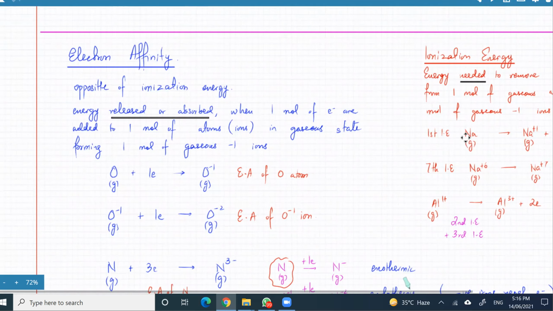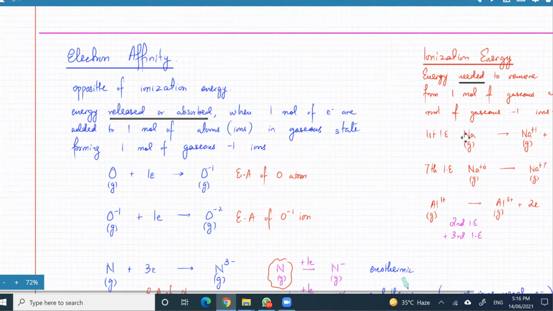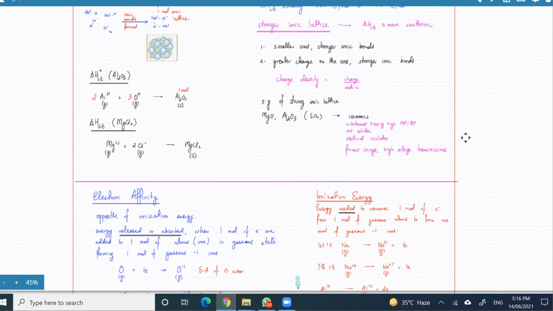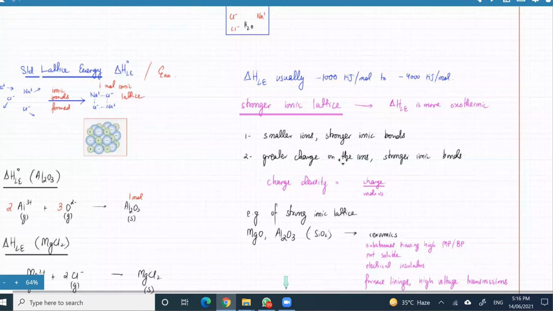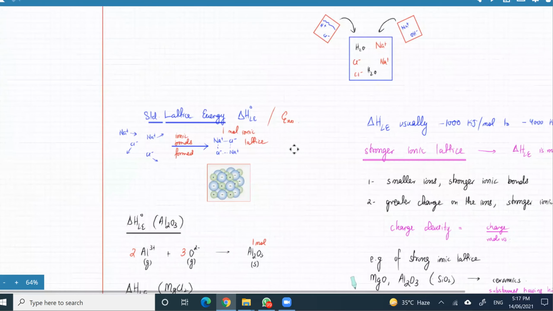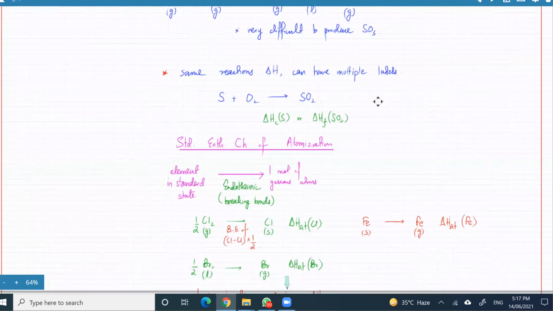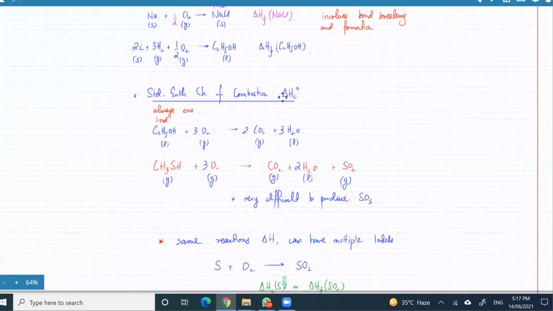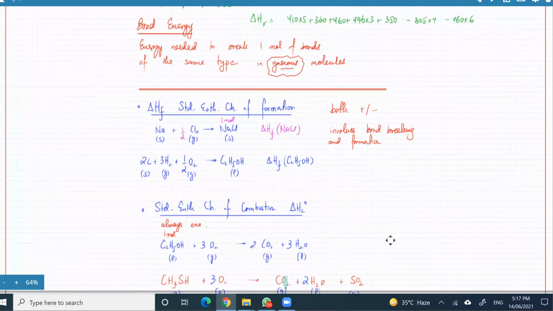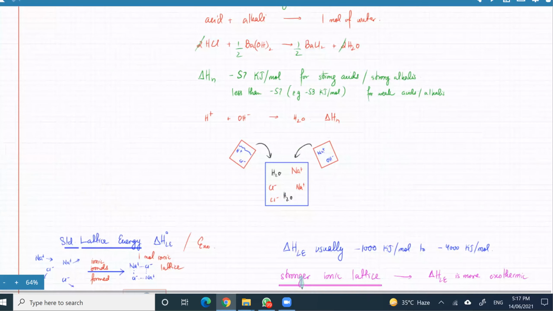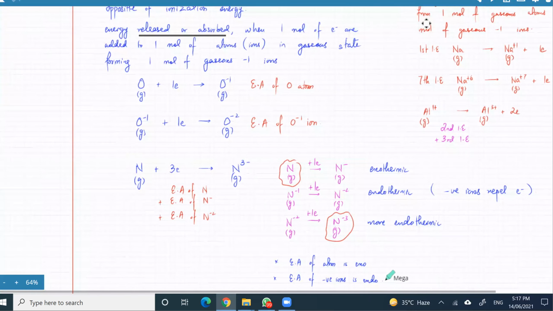So we're done with ionization energies, we're done with electron affinity. We talked about what lattice energy was, and that was exothermic. We talked about enthalpy change of neutralization, and there was standard enthalpy change of combustion and formation. So we've done all that. What we haven't done is enthalpy of solution and hydration, but we're going to do that later on.